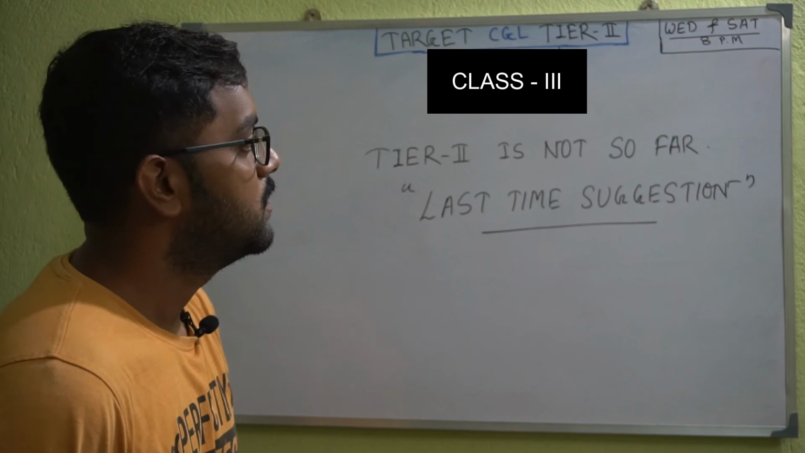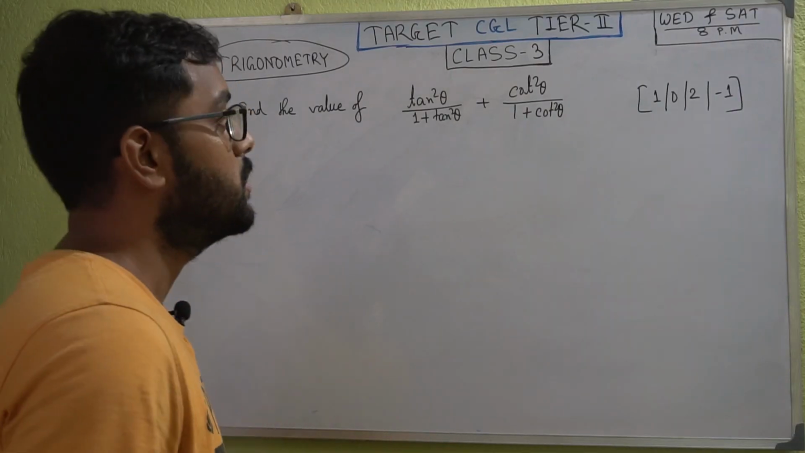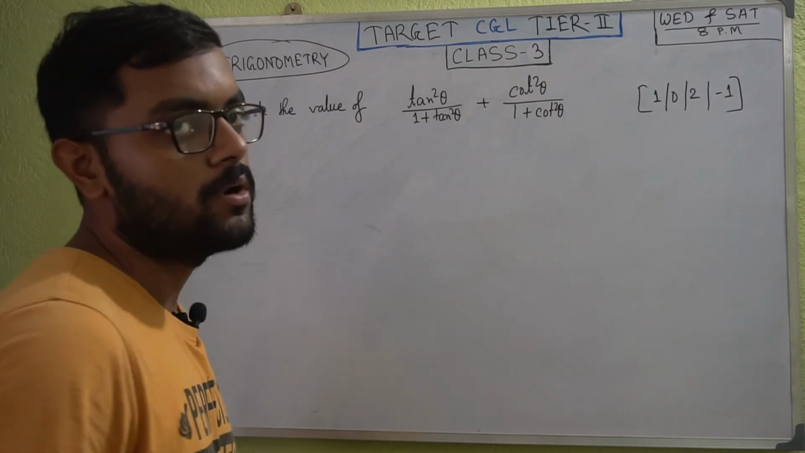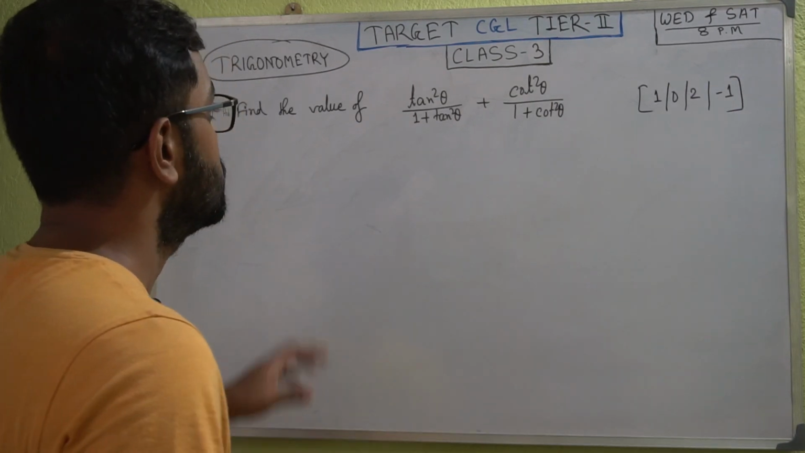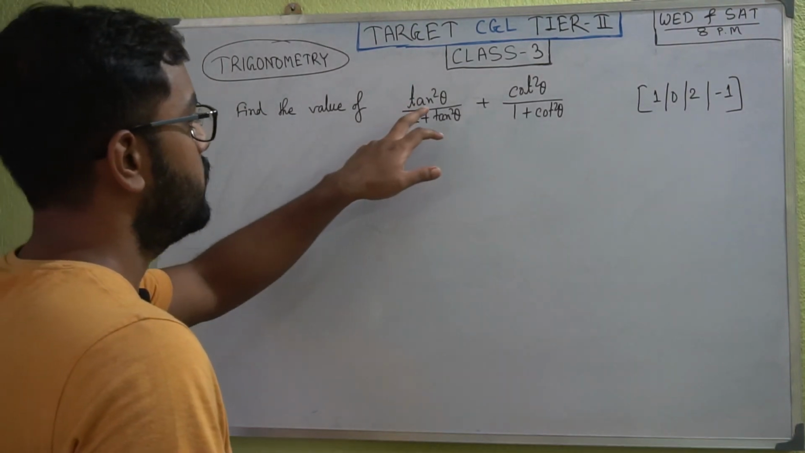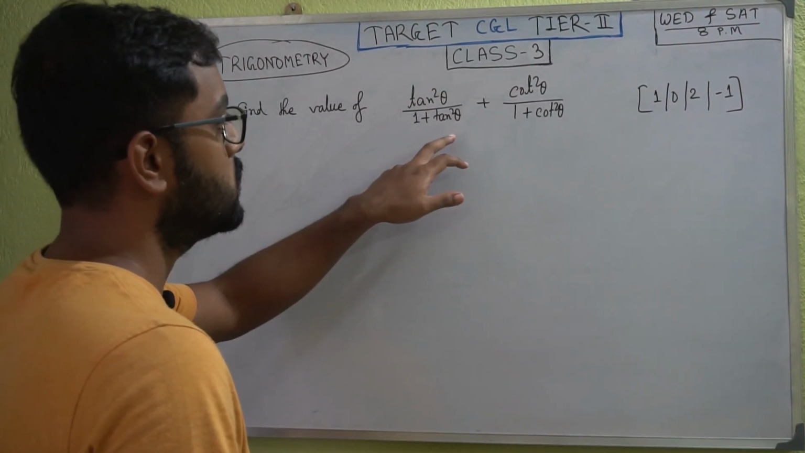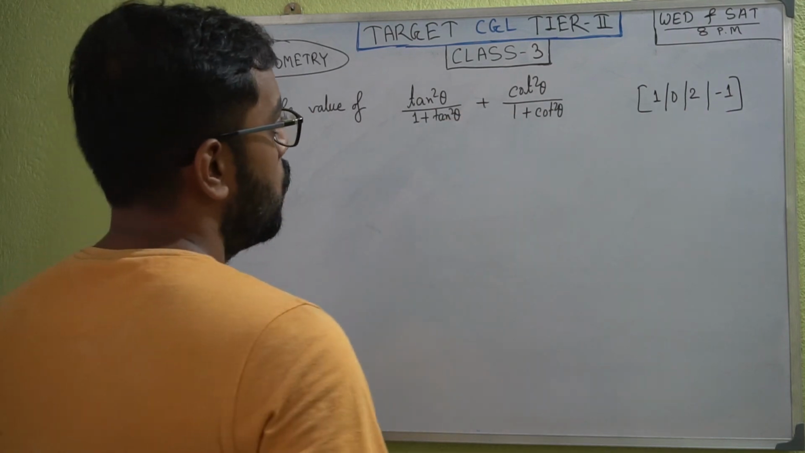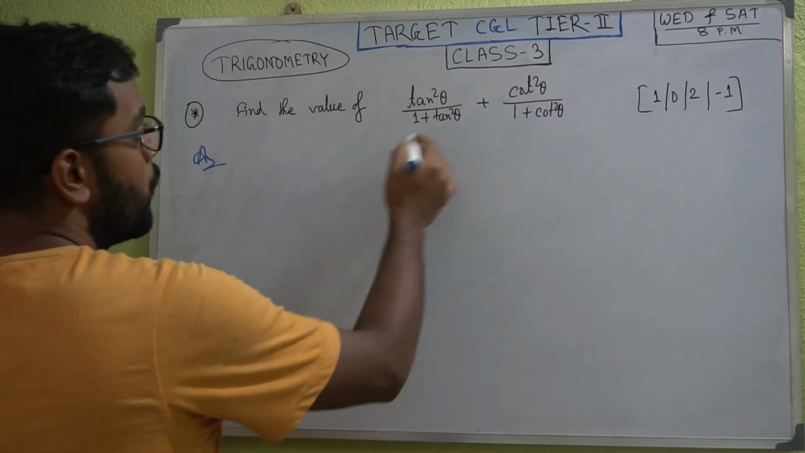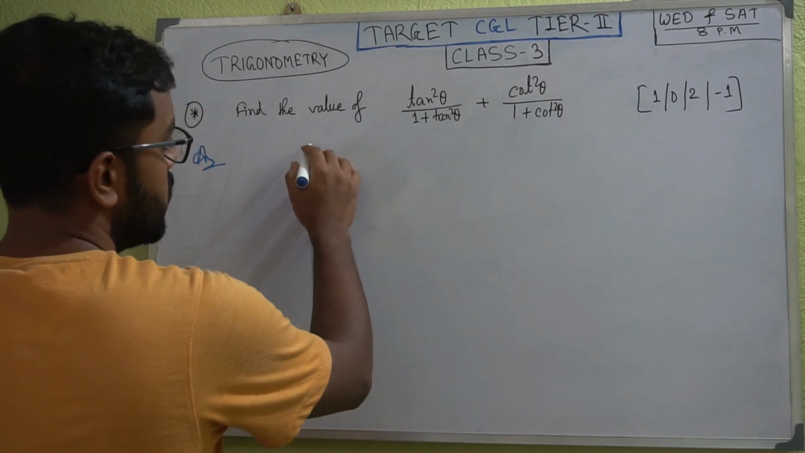Okay, so let's start class number 3. Today's topic is trigonometry. Every problem will be based on trigonometry. Okay, let's start the first problem. Here we have to find the value of tan square theta by 1 plus tan square theta plus cot square theta by 1 plus cot square theta. Okay, let's solve it. We can do it in two different ways.